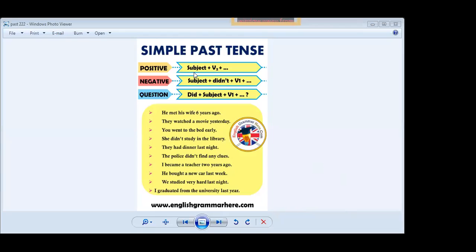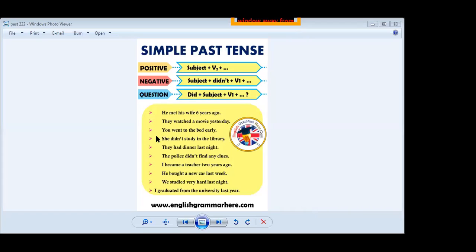Okay. So, in the negative form, we use subject, didn't, and verb 1. Why did we use verb 1? Because didn't took the effect, right? So when we have didn't, you have to write verb 1, base form, infinitive verb. Why? Because we have didn't. And after didn't, you have to use infinitive verb 1.